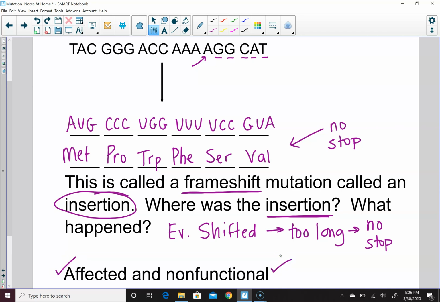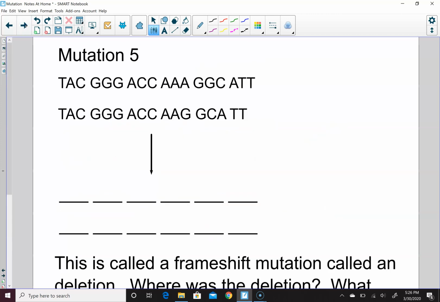And the last one is also going to be a frame shift, but this is going to be a deletion. So let's look. TAC, good. Three Gs, good. ACC, good. Okay, here's my problem. Again, I would say this is simply a base substitution, easy breezy. But then you got to look down. Every single letter is messed up after that. So I know something happened. In this case, I actually lost an A. Because I lost an A, everybody shifted over.